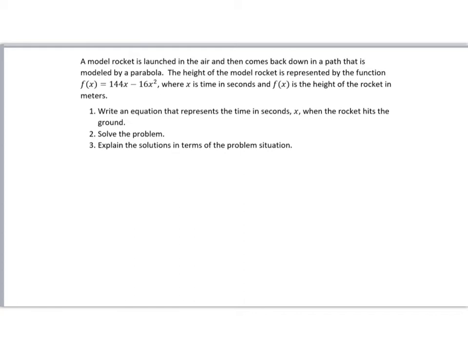So number 1, they want us to write an equation that represents the time in seconds, x, when the rocket hits the ground. 2, they want us to solve it. And 3, explain what our solutions mean. So here we go. Again, because it's going to hit the ground, the height is 0. So for number 1, all we're going to do is put a 0 where f of x is. That's it. 0 equals 144x minus 16x squared.